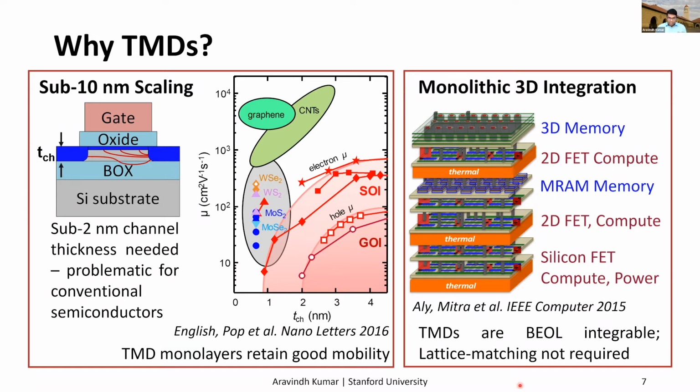TMDs are promising here because we can deposit them on the second layer and so on at a low temperature, which would not affect the metal lines in the previous layer. And further, lattice matching is not required for TMD growth, so high quality growth is possible on multiple substrates. Silicon deposition on the second layer is problematic because it requires high temperatures and would melt the metal lines in the previous layer.